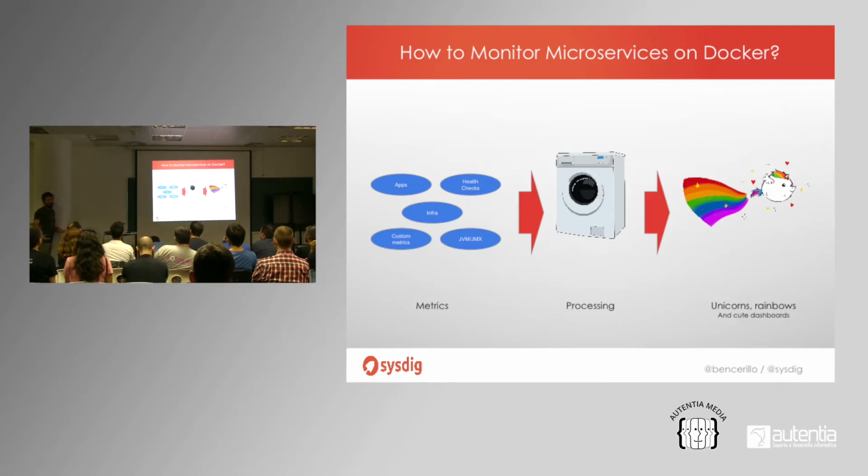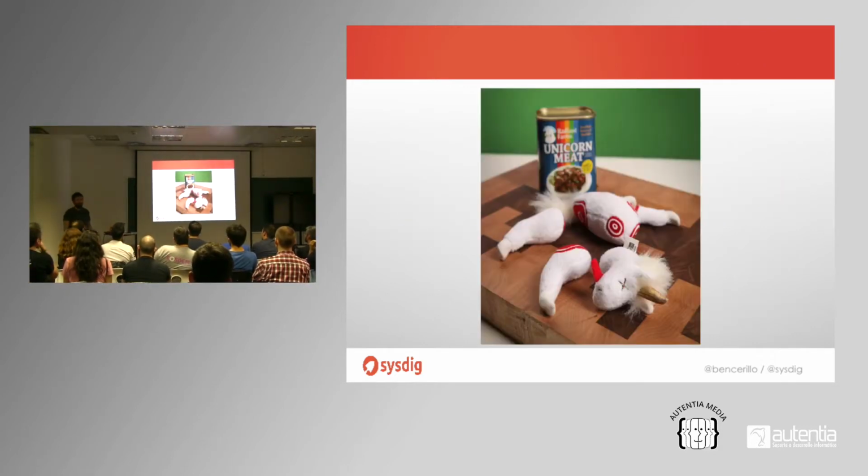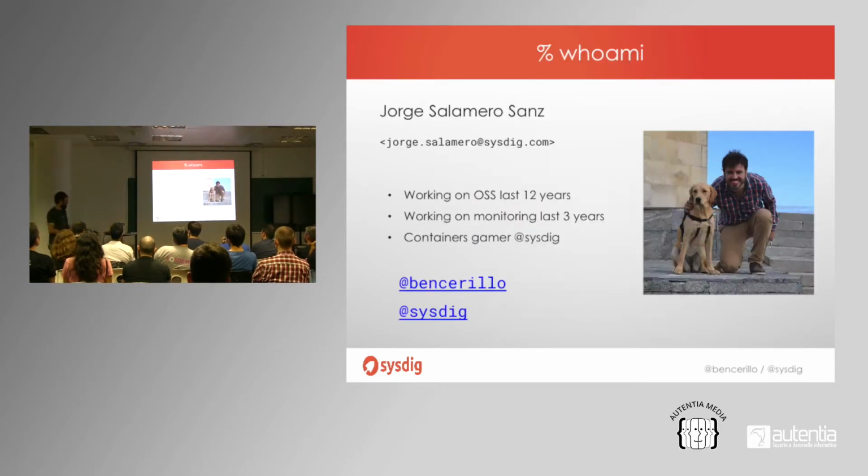There is some kind of general assumption that when you need to set up a monitoring tool, you just get your app metrics, custom metrics, JMX, infrastructure metrics, whatever it is. You put all those through some kind of washing machine, some processing, and then suddenly you get unicorns and rainbows and those fancy dashboards that you can put on a TV in the office, and they look awesome. But in reality, that thing doesn't really work, at least not always. And even if you're a vegetarian, unicorn meat is not very interesting.